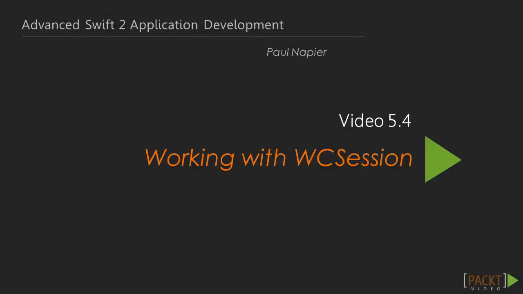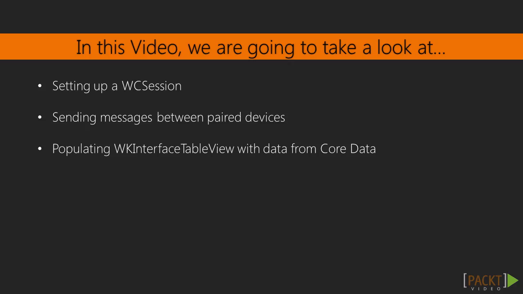In the previous video, we looked at how we can use the app group entitlement to share classes between targets. But in this video, we're going to see how we can send data across from one application to another using WCSession. So initially we're going to set up a WCSession and activate it. Then we'll send messages between paired devices. And finally, we'll use the data that we get from Core Data to populate our WKInterfaceTable view.